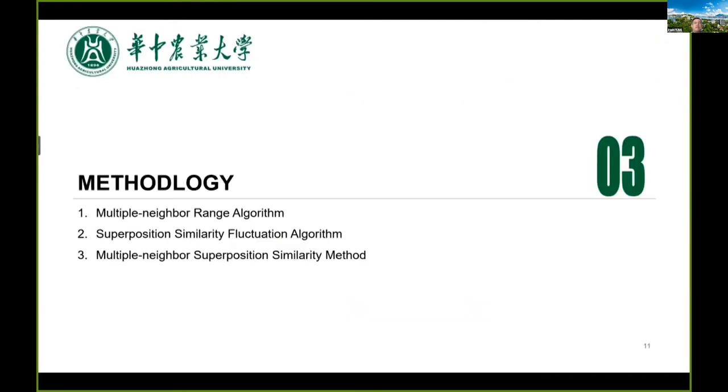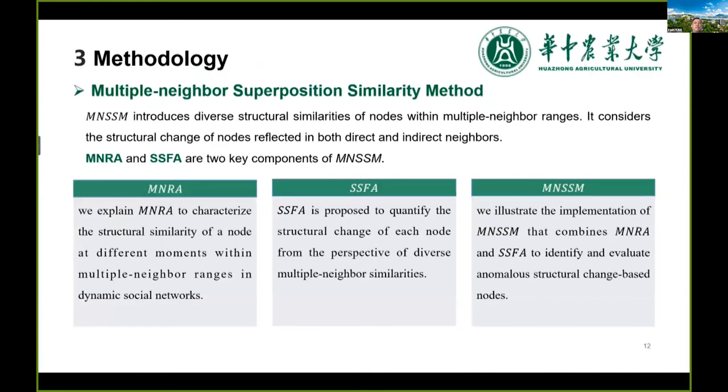Having finished the definition of the problem, we now introduce the method in detail. MNSSM introduces diverse structural similarity of load within multiple label ranges. It considers the structural change of load reflected in both direct and indirect labels. MNRA and SSFA are the two key components of MNSSM.